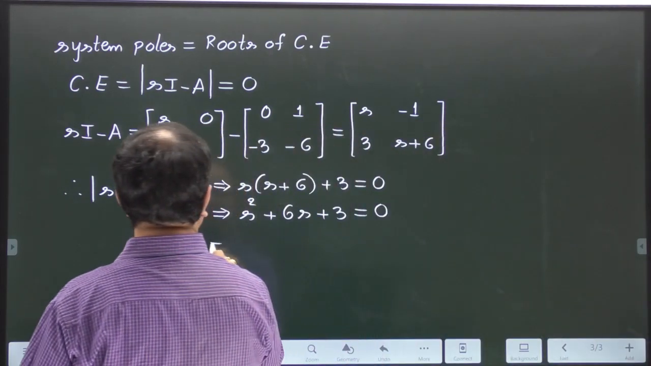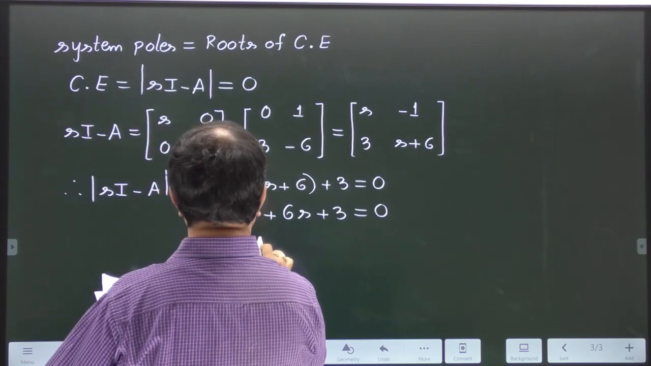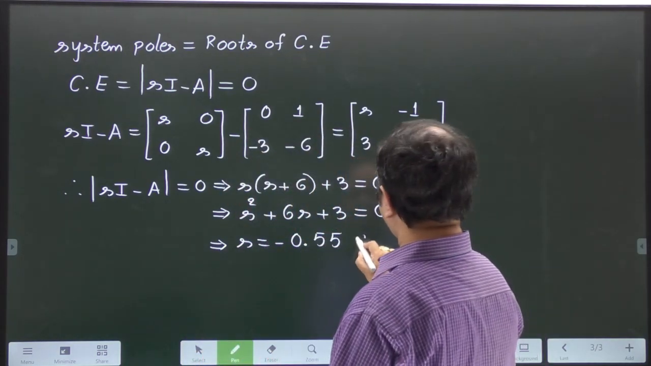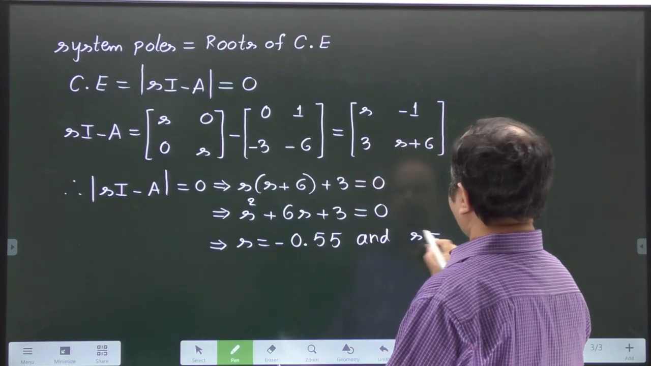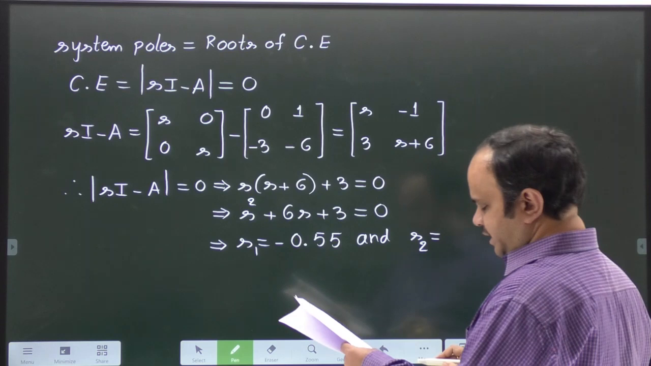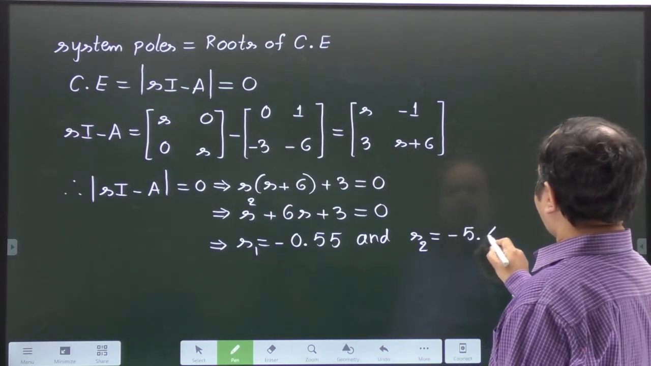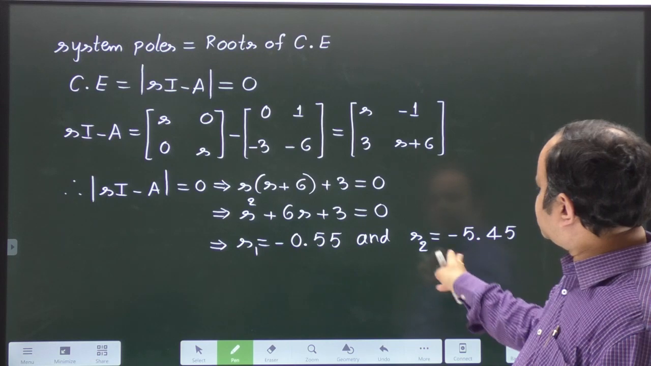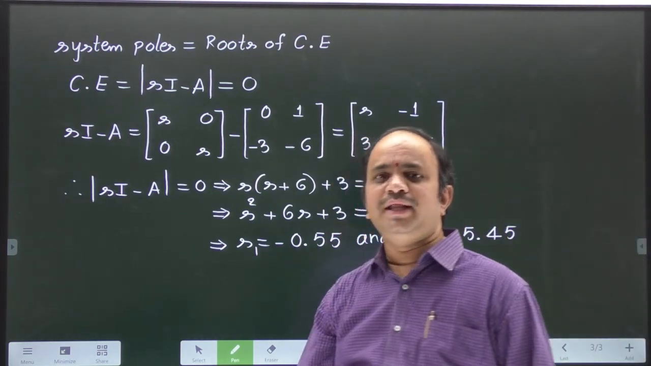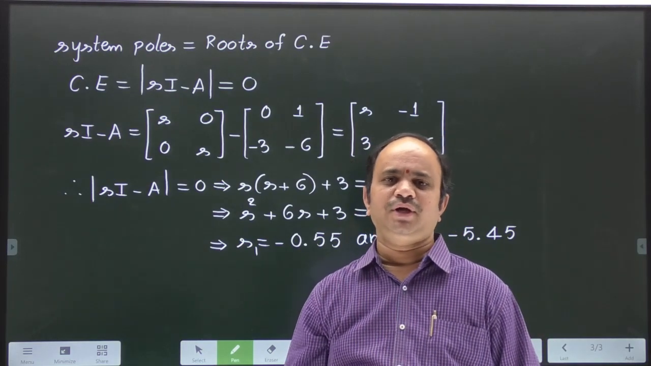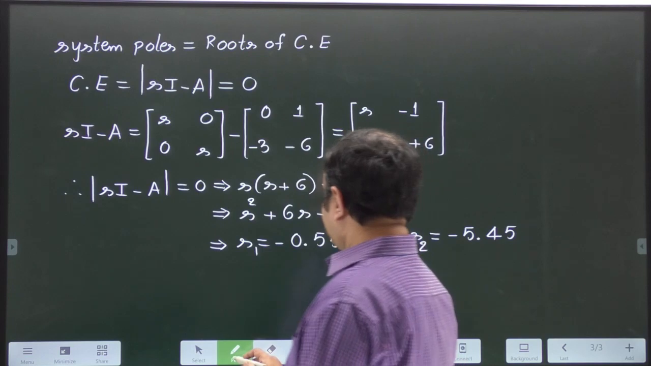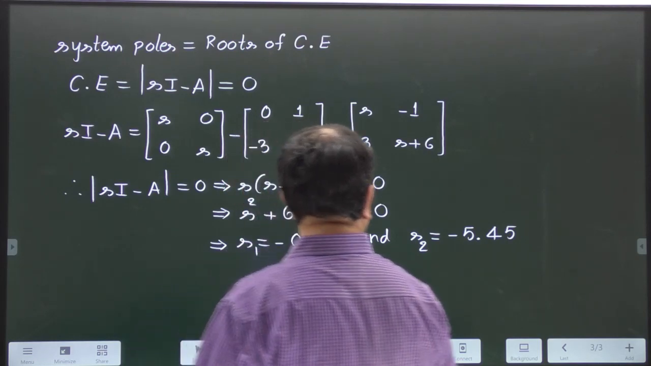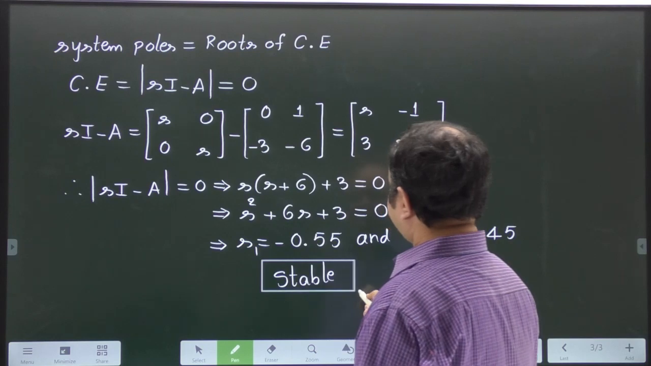By solving this quadratic equation, I got the roots: s1 is equal to minus 0.55, and the second root s2 is minus 5.45. So if you see, these two roots are negative. Therefore, in the s plane, both the roots of the characteristic equation are in the left hand side. Then we can call the given system a stable system. Of course, this is a closed loop system, closed loop transfer function.